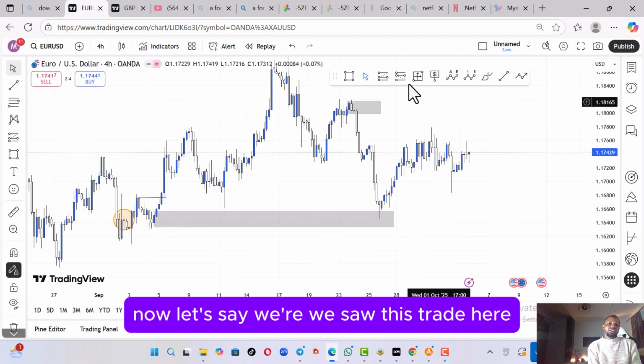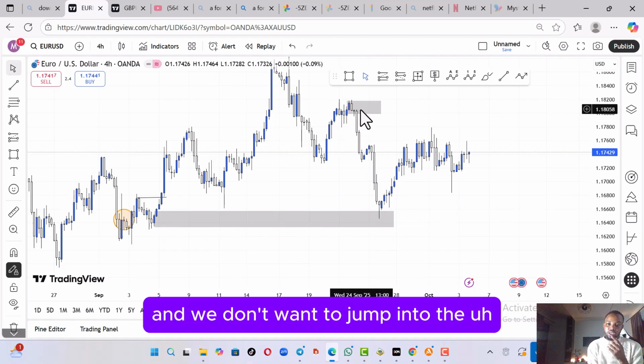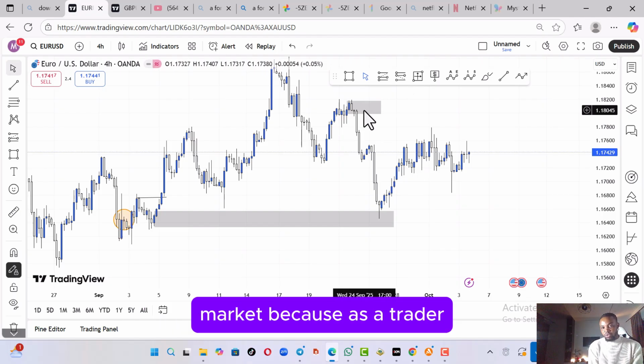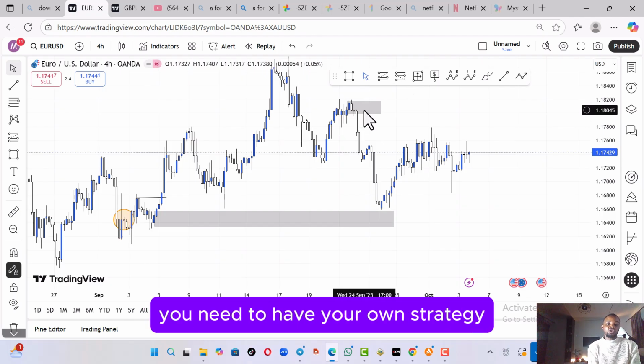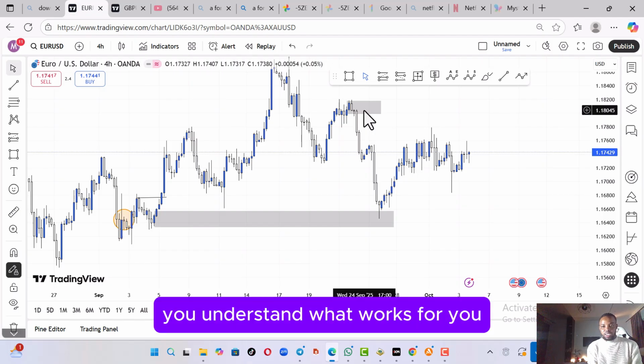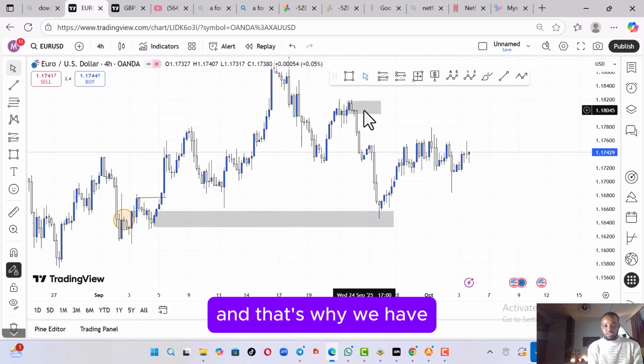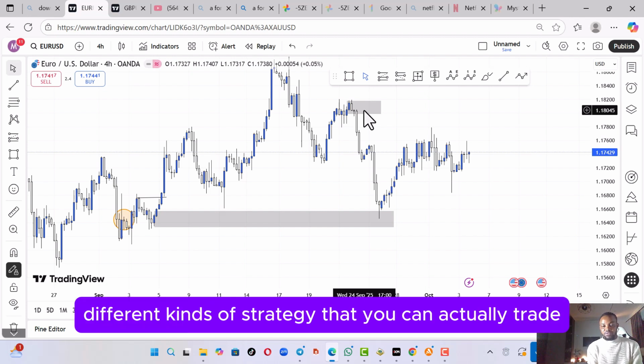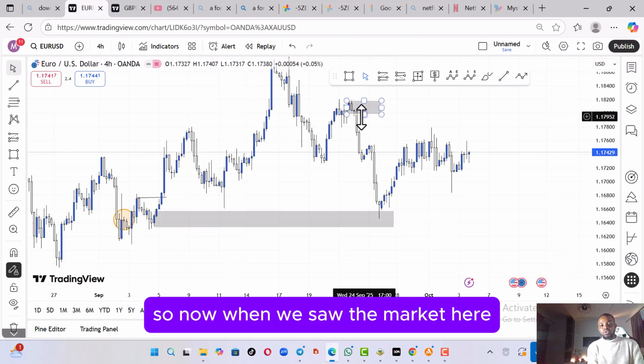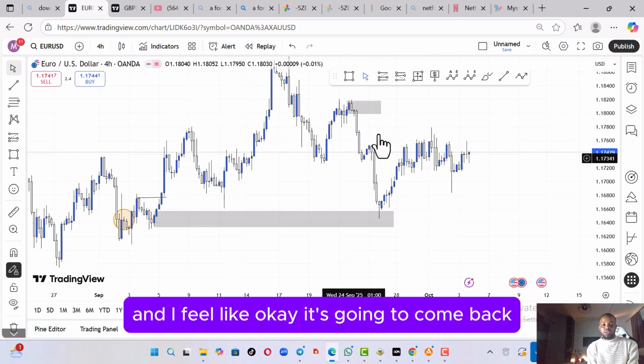Now let's say we saw this trade here and we don't want to jump into the market, because as a trader you need to have your own strategy. You understand what works for you. So you need to have a strategy, and that's why we have different kinds of strategy that you can actually trade.